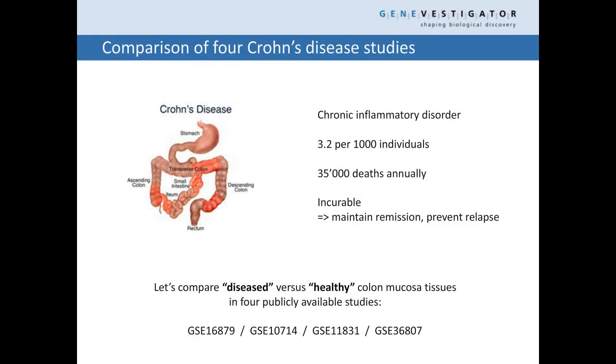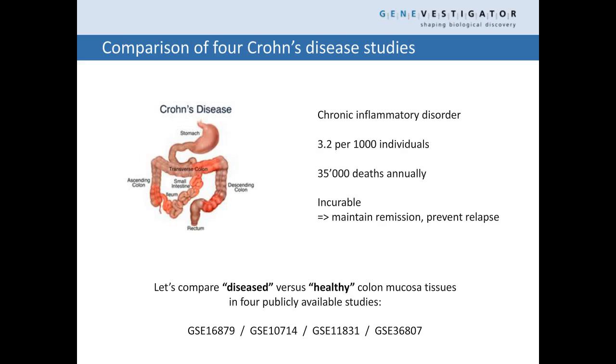Good. So let's have a look at one example where we will try to understand the difference between running differential expression analysis on individual studies and running a global search to see which genes are specific for the disease. So we're going to look at Crohn's disease. It's an inflammatory disorder that is present at about 3 per mil in the population, and there are 35,000 deaths annually due to this disease. It's a disease that is currently incurable, so we essentially maintain it in remission and prevent relapse.